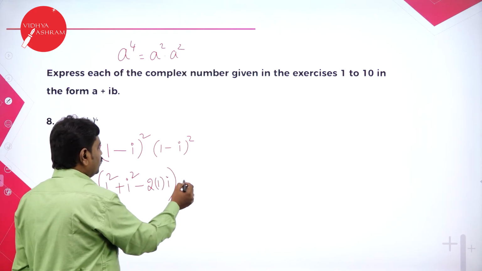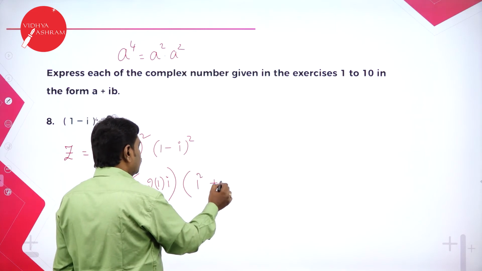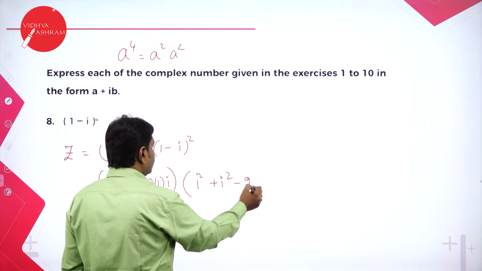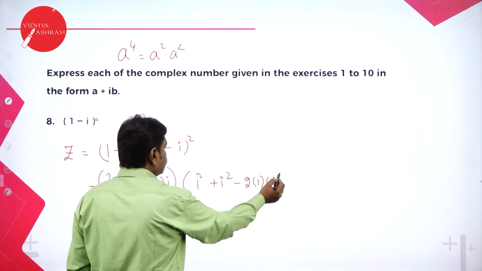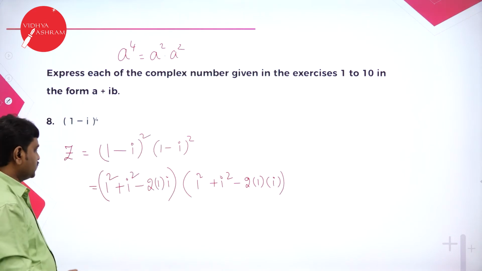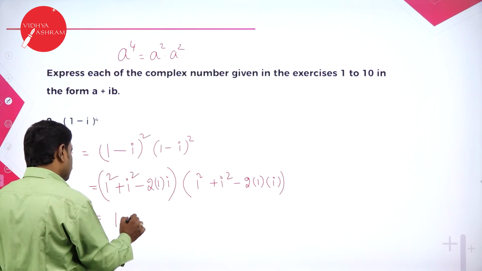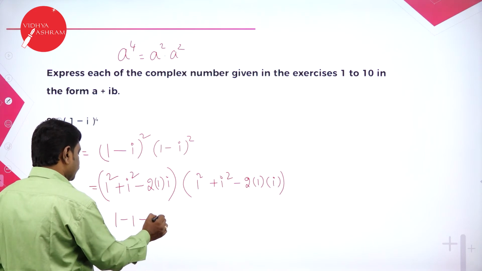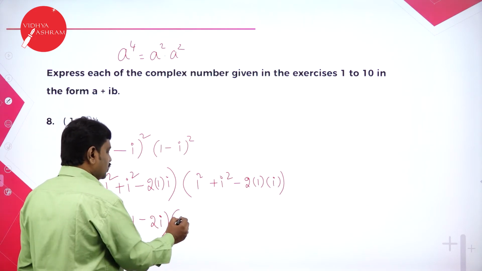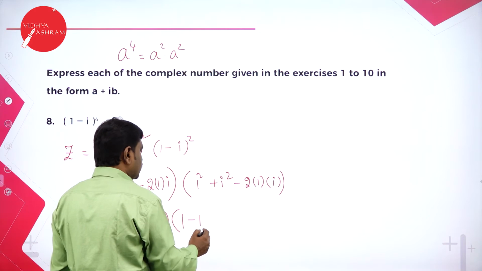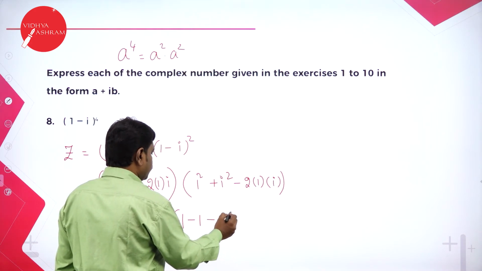Further, similarly use this, so it will become 1 square plus i square minus 2 into 1 into i. Now simplify this. So it will become 1, i square is minus 1, minus 2i. Again 1 square is 1, i square is minus 1, minus 2i.